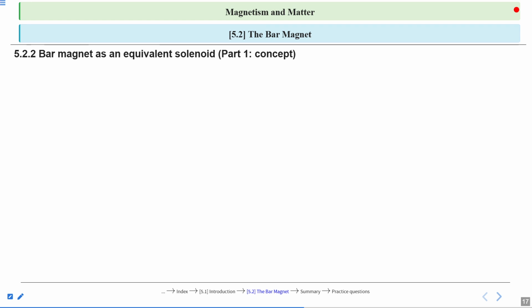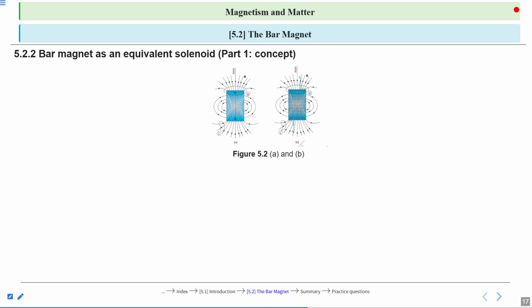So, bar magnet as an equivalent solenoid, part 1 concept. This is a bar magnet and a solenoid. I have already explained the figures. Okay, the magnetic field pattern is the same for both cases, bar magnet and solenoid. But how a bar magnet is equivalent to a solenoid, we will now discuss with the concept and derivation also.